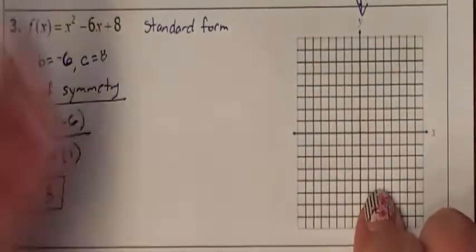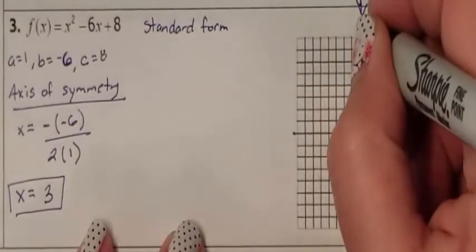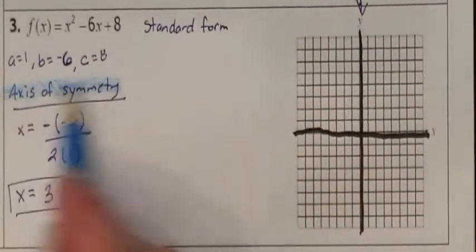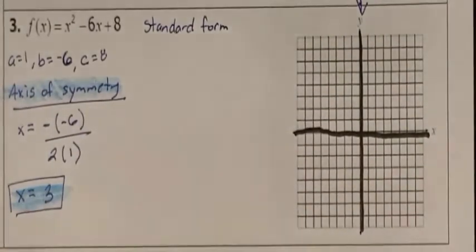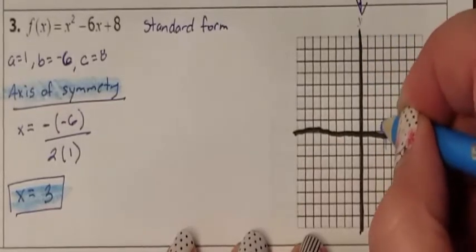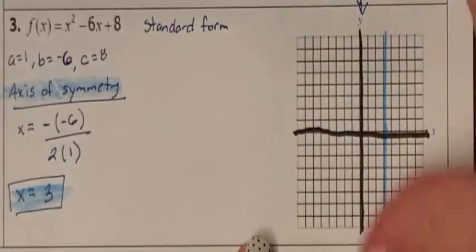I cannot see my x and y axis, so I want to make them a little darker so I can see them. X equals 3 is my axis of symmetry, so I'm going to find where x is 3. So here's the x-axis, 1, 2, 3. This is my axis of symmetry at x equals 3.